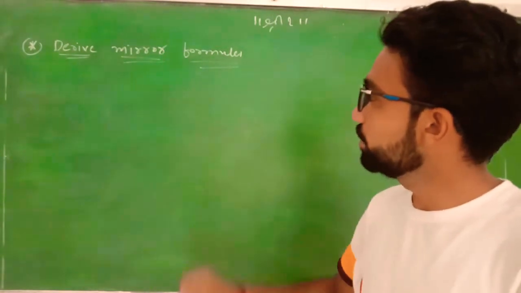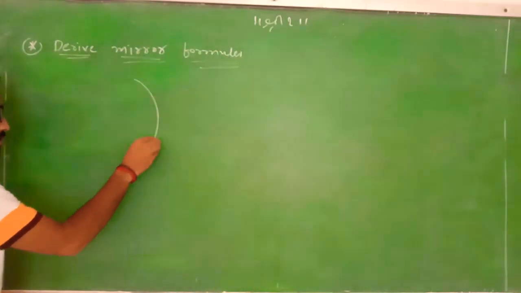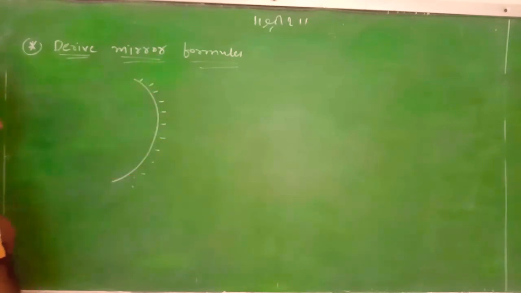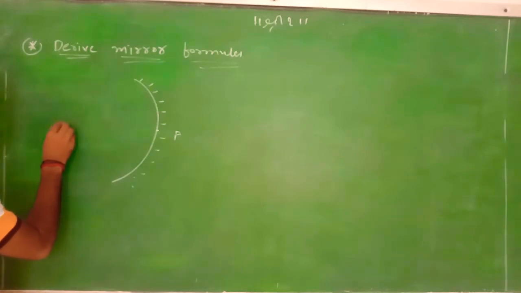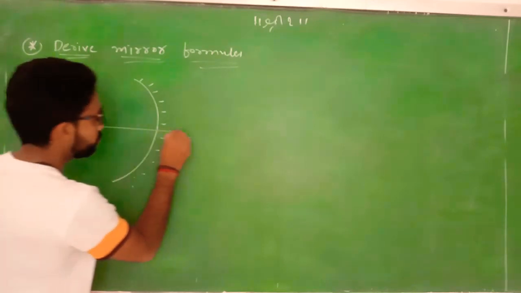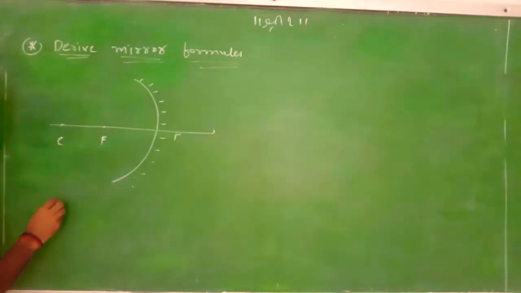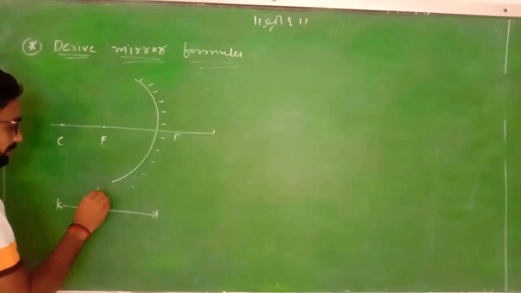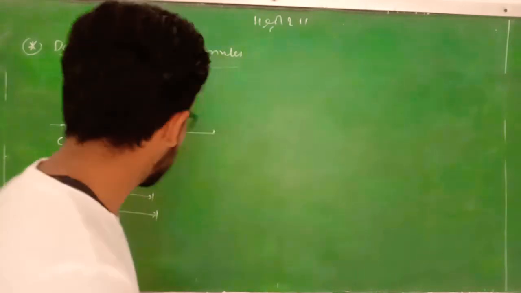Okay, so now we start the derivation of the mirror formula. For that, we consider a concave mirror. This is the pole, and this one is the center of curvature C. The line passing through C and P is the principal axis. This is the principal focus. The distance from C to P is the radius of curvature, and the distance from the principal focus to the pole is the focal length. All this we have done in the previous video.